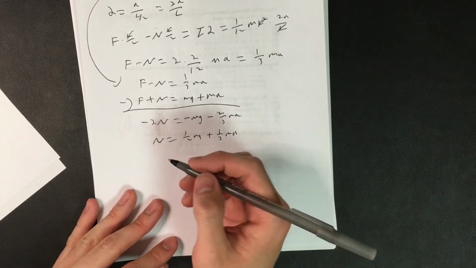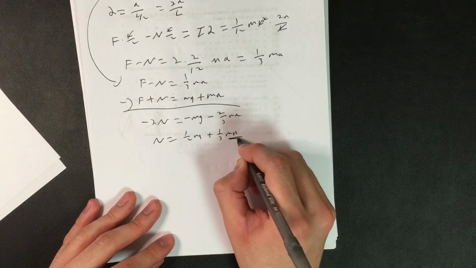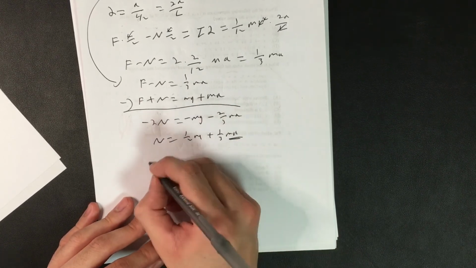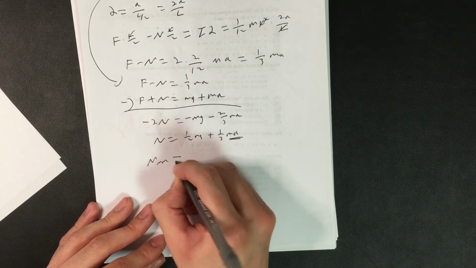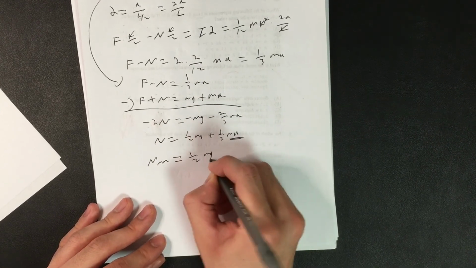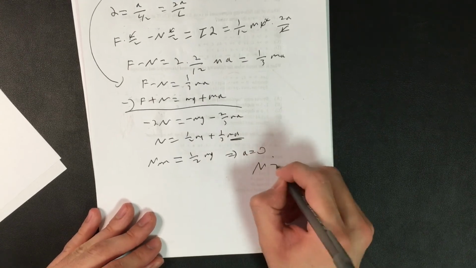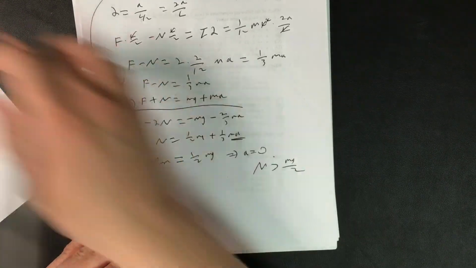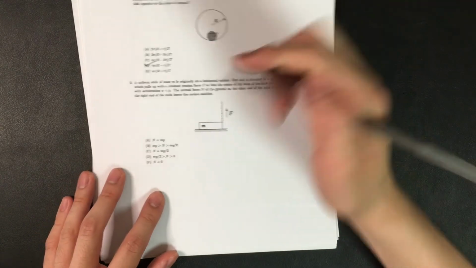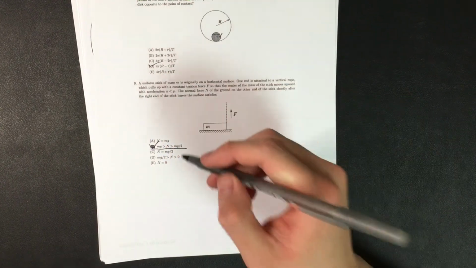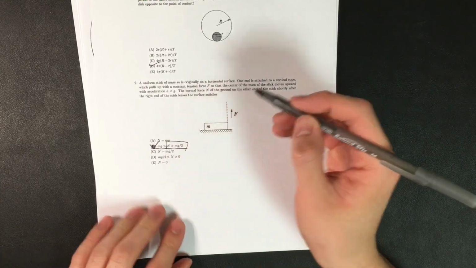Now, since acceleration is always going to be positive because the rod is going to be lifted, the minimum normal force is going to be 1/2 mg, because this is when acceleration equals 0. So therefore, N must be greater than mg over 2. And looking at the answer choices, B is the only answer choice that satisfies the condition where normal force is greater than mg over 2.